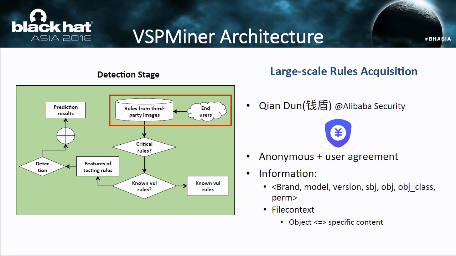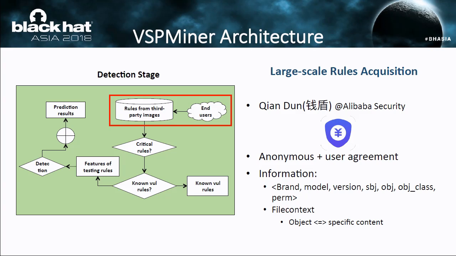After we train the models, we will talk about how we can acquire large-scale rules. In fact, we can clone different images from the vendors and also from other platforms, and then we can parse these images to get the different SEAndroid policies. But this is very hard now, because many vendors don't allow users to download the images, and it's also a very tedious work or a very heavy task for us to complete. So we acquire this data using an app developed by Alibaba Security. It's called Qiandun. And the rules are acquired anonymously, and only after the user agrees, we can acquire this data. And this also follows the Alibaba requirements.